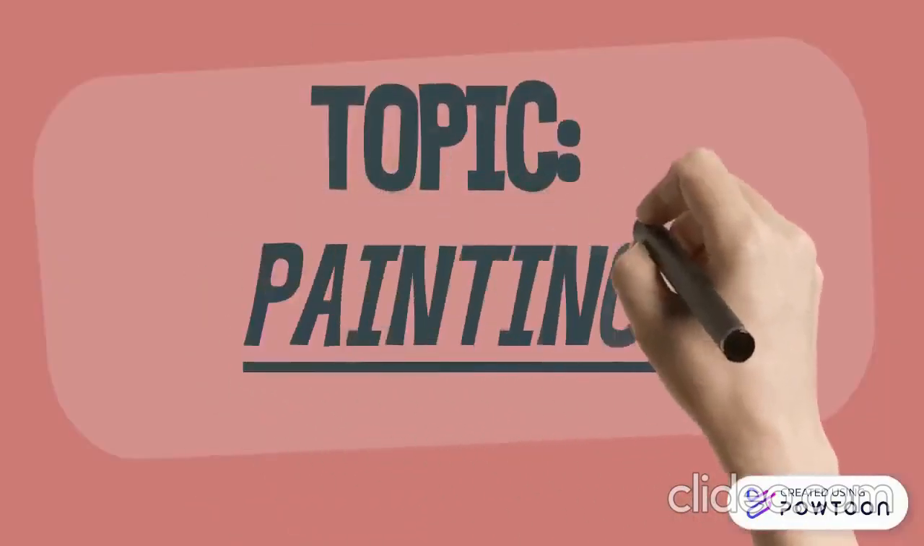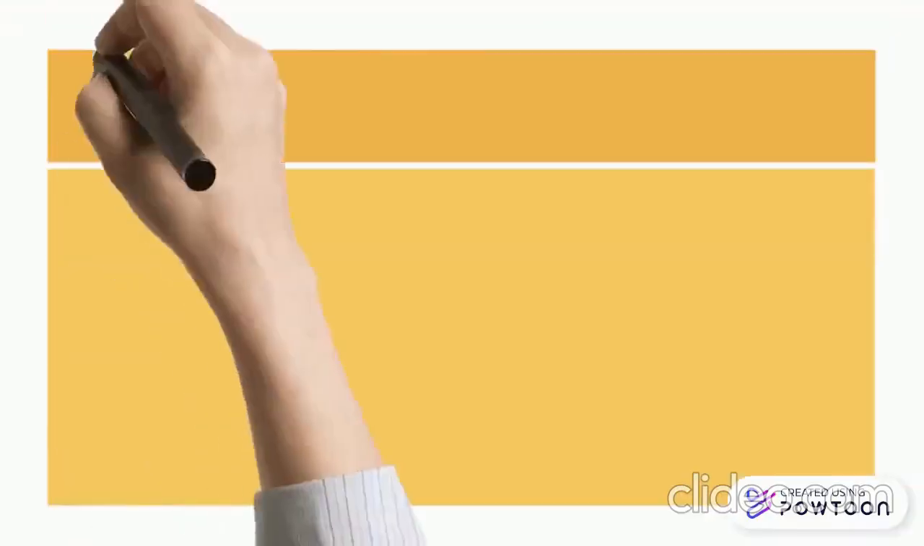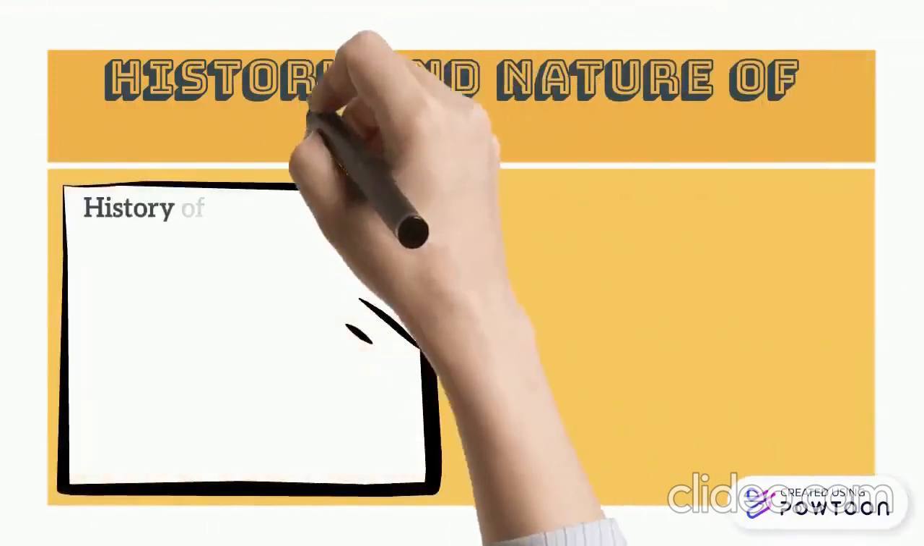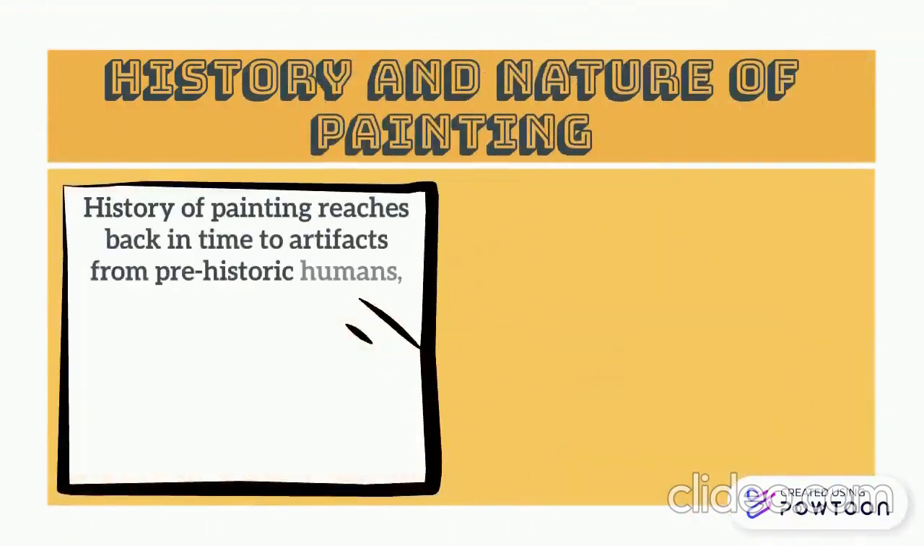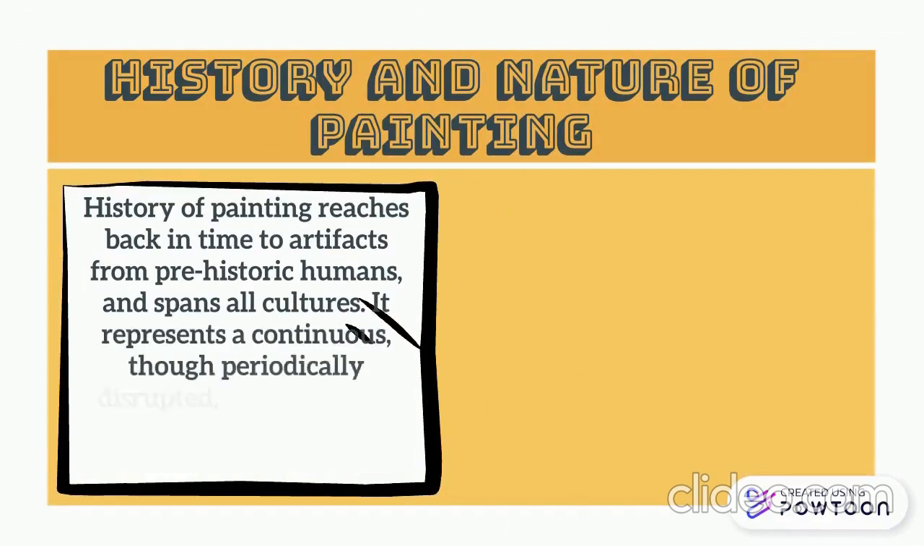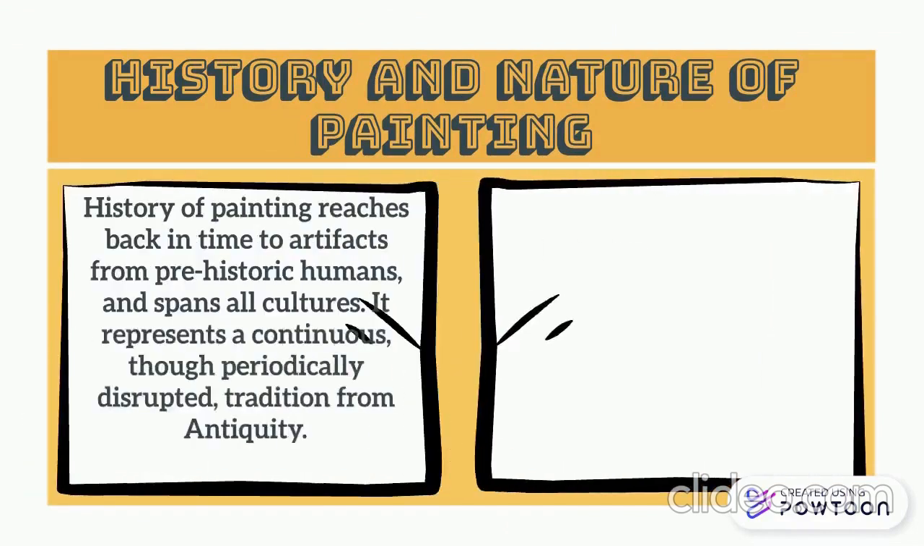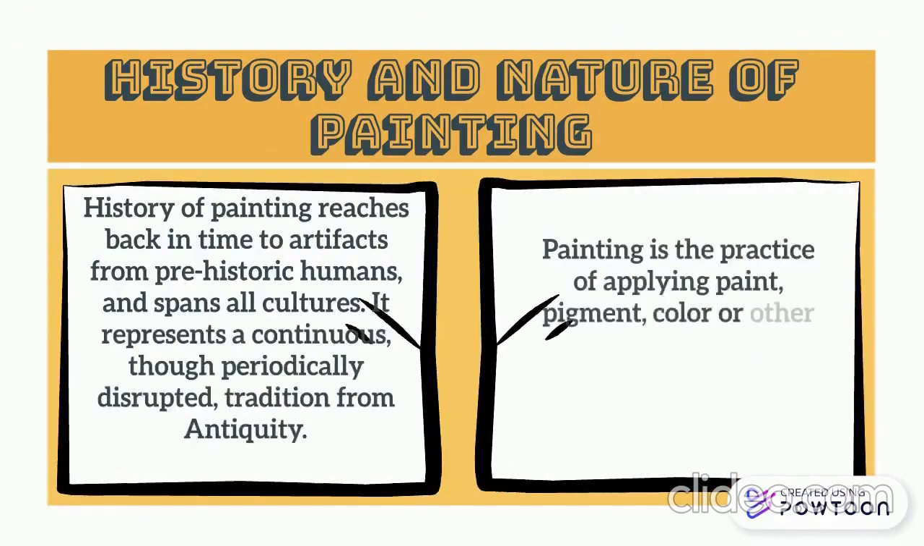Topic: Painting. History and nature of painting. The history of painting reaches back in time to artifacts from prehistoric humans and spans all cultures. It represents a continuous, though periodically disrupted, tradition from antiquity. Painting is the practice of applying paint, pigment, color, or other medium to a solid surface.